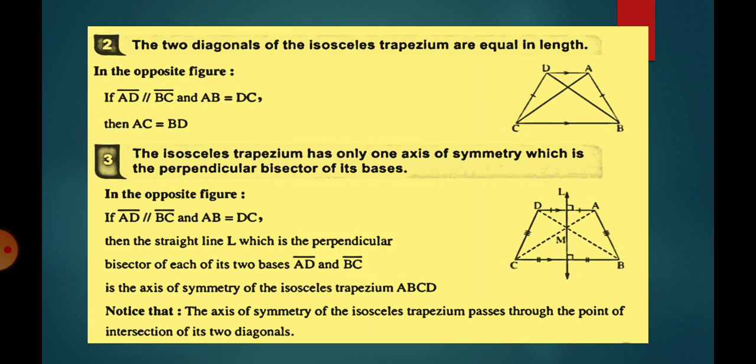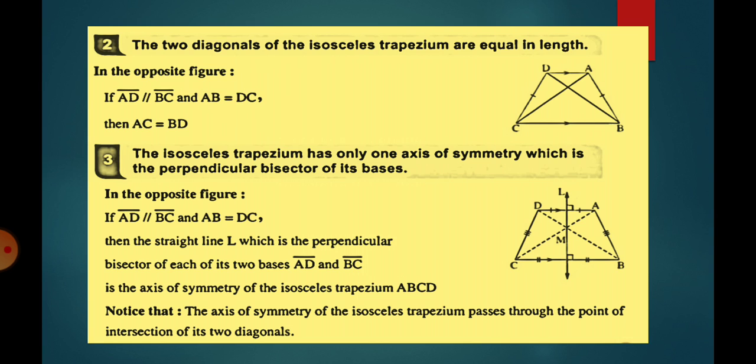The two diagonals of an isosceles trapezium are equal in length. The isosceles trapezium has only one axis of symmetry, which is the perpendicular bisector of its bases. So in the isosceles trapezium, one, the two legs are equal in length; two, the two diagonals are equal in length; three, the base angles are congruent: A equals B and C equals D.